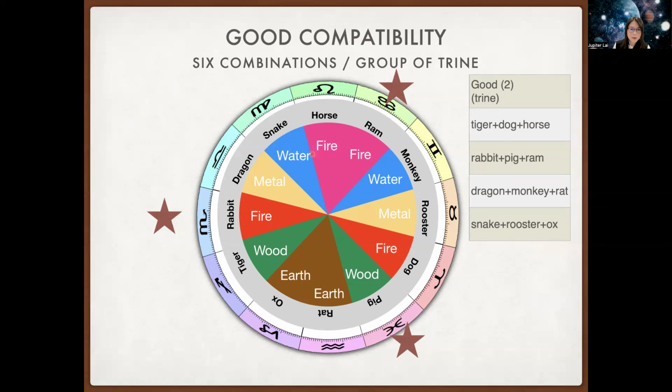This is what we say about the six combinations, like dragon and rooster, they are the metal combination, rabbit and dog, they're the fire combination. This is one of the good compatibilities by using the six combinations. And then the group of trine, you can see rabbit, pig, and ram, they are the water sign. So they are in good relations. It's so easy to check using the same logic as in Western astrology.